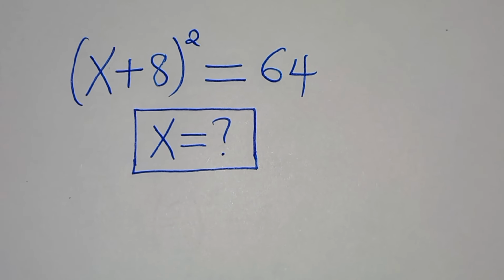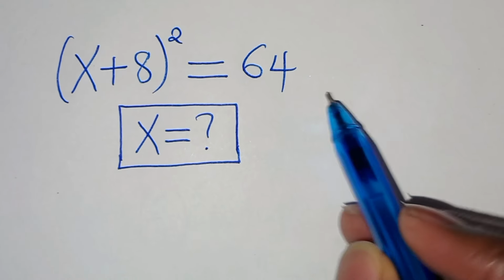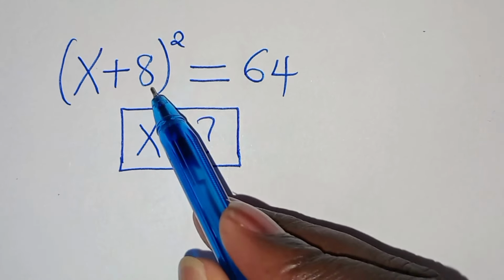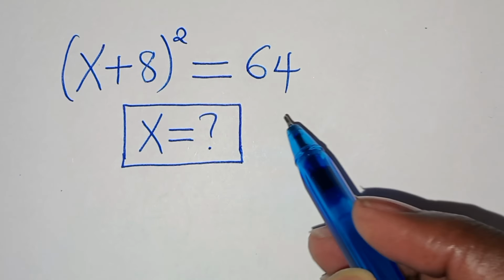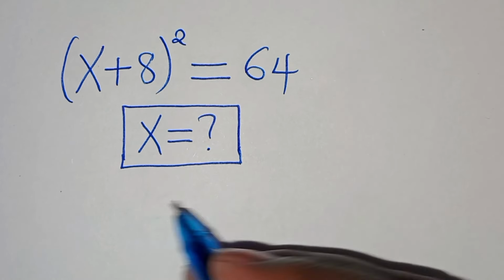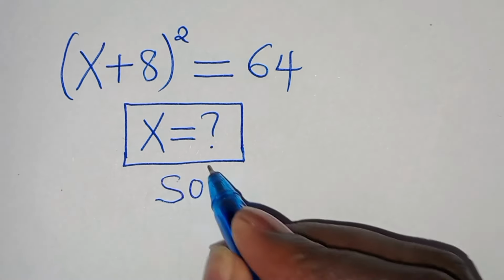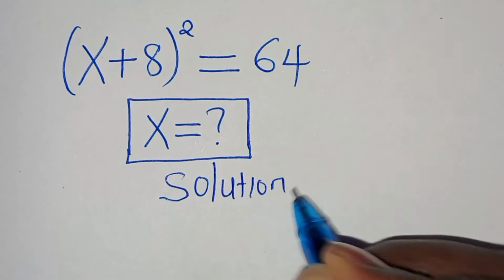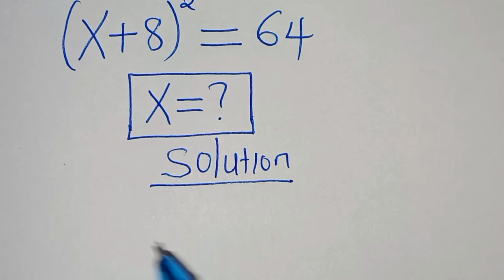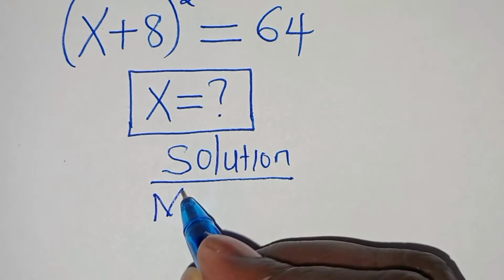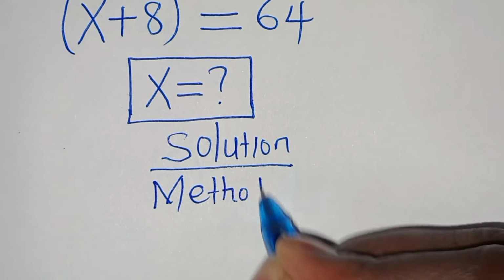Hello everyone, you're welcome to solve this nice algebra problem, which is (x + 8)^2 equal to 64. So what is the value of x? Now let's provide a solution here. To solve this math problem, we are going to apply three methods. Let's start with method 1.